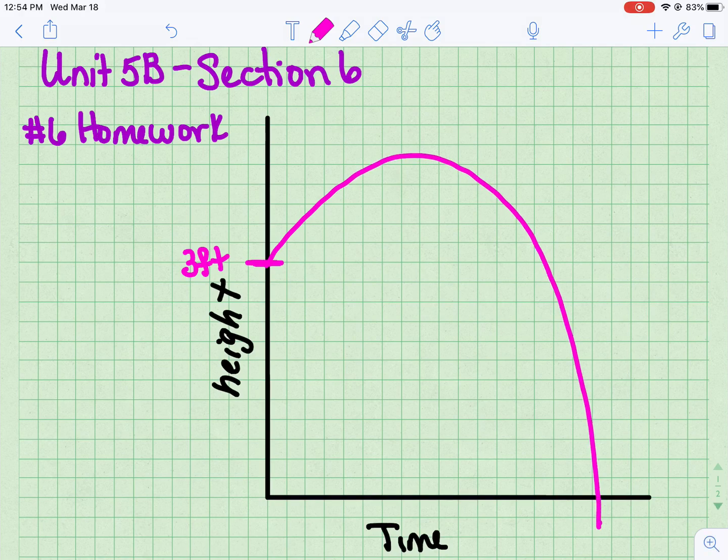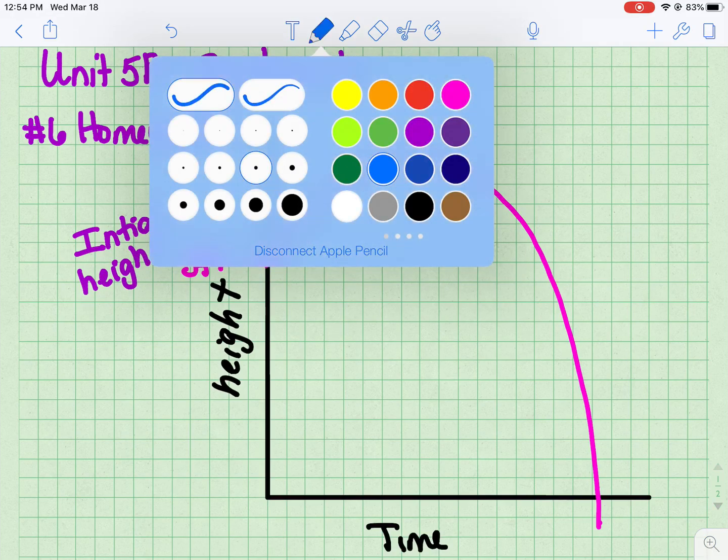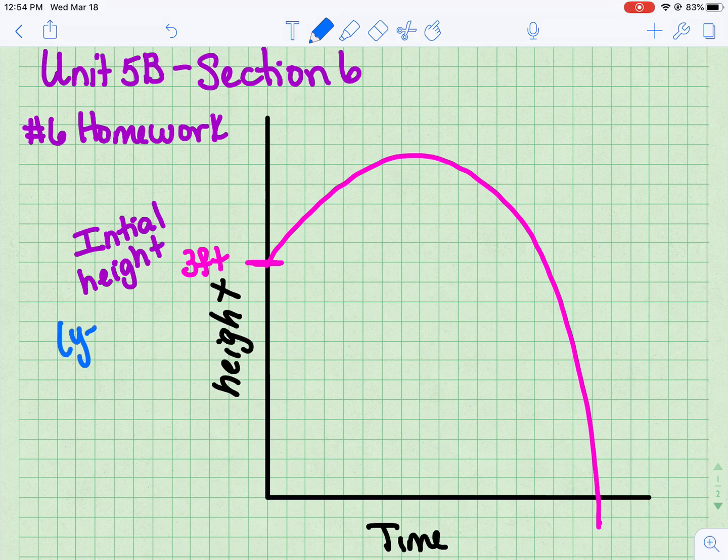Okay, now let's talk about all the parts of a parabola and what that means in real life and what that means related to math. So the initial height, or the starting height, is also in math language going to be our y-intercept. If it's our y-intercept, that means x is 0 at that point. Okay, so that's the math, and the real life is initial height.